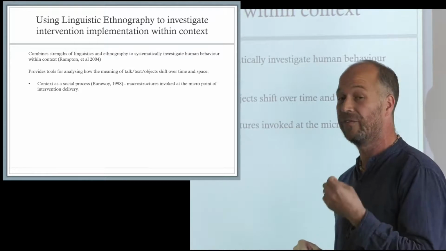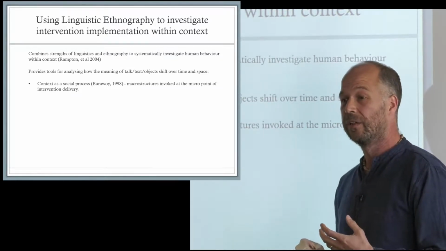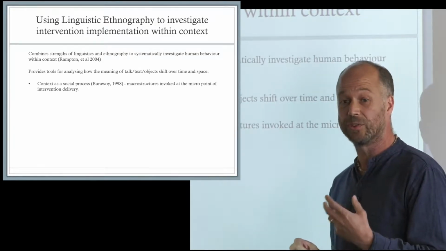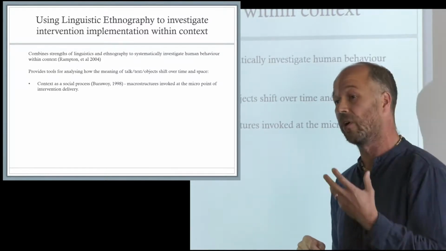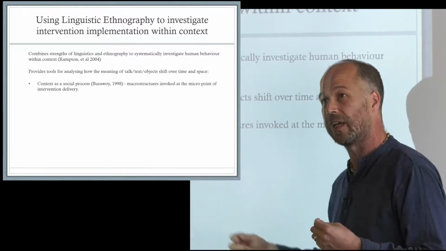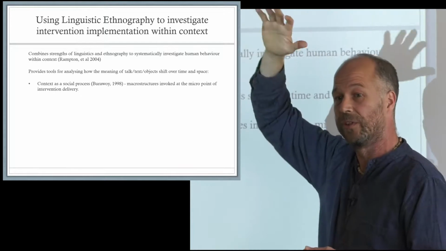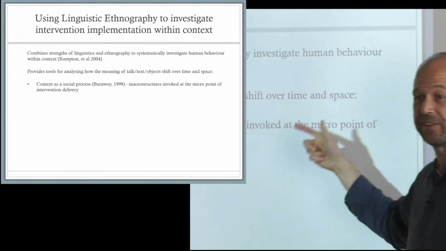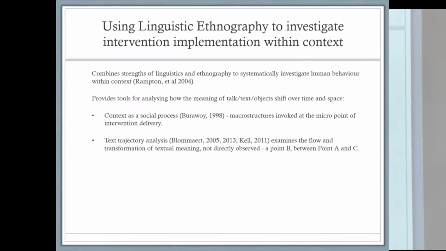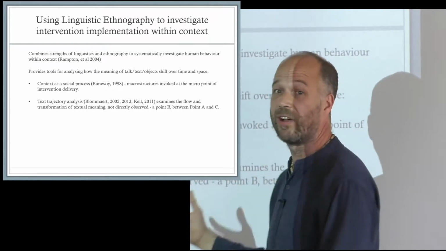And he said people invoke macro structures in their action. So what you're seeing when you see someone behave is not them as an individual or solely as an individual. You're seeing them drawing on macro structures through their talk. So immediately, once you recognize that, you're tracing a thread from individual action to broad contextual structures. And so the challenge is to then observe that. Then the second thing is an idea called text trajectory analysis. And this is the idea that texts are very powerful.